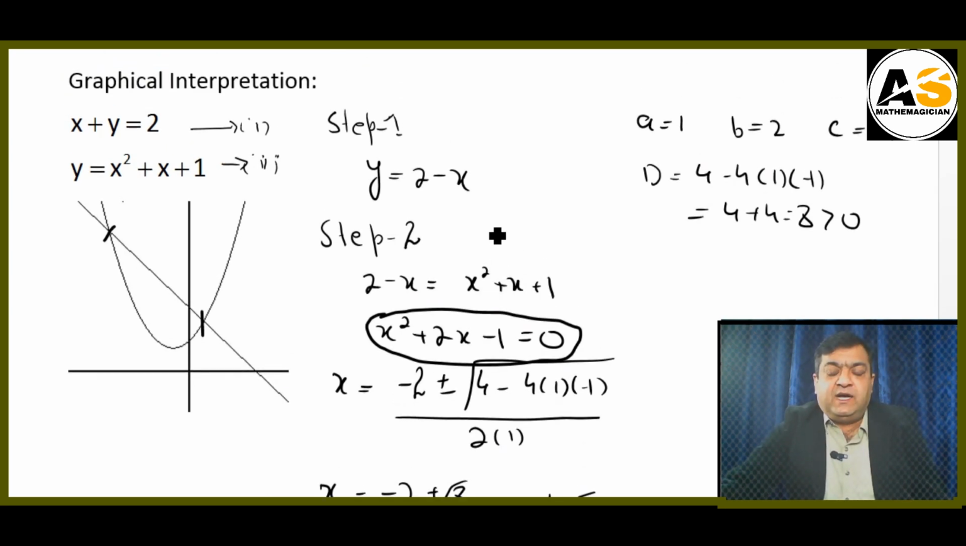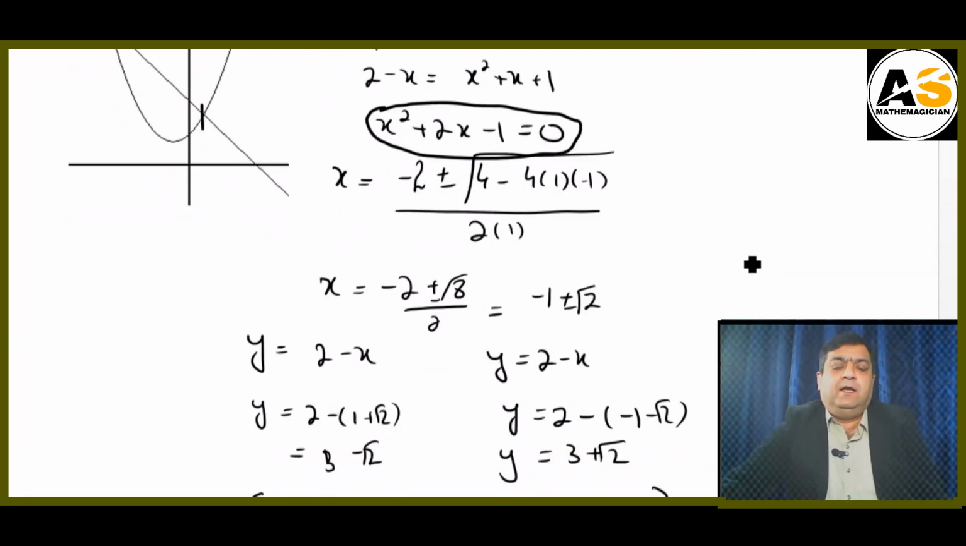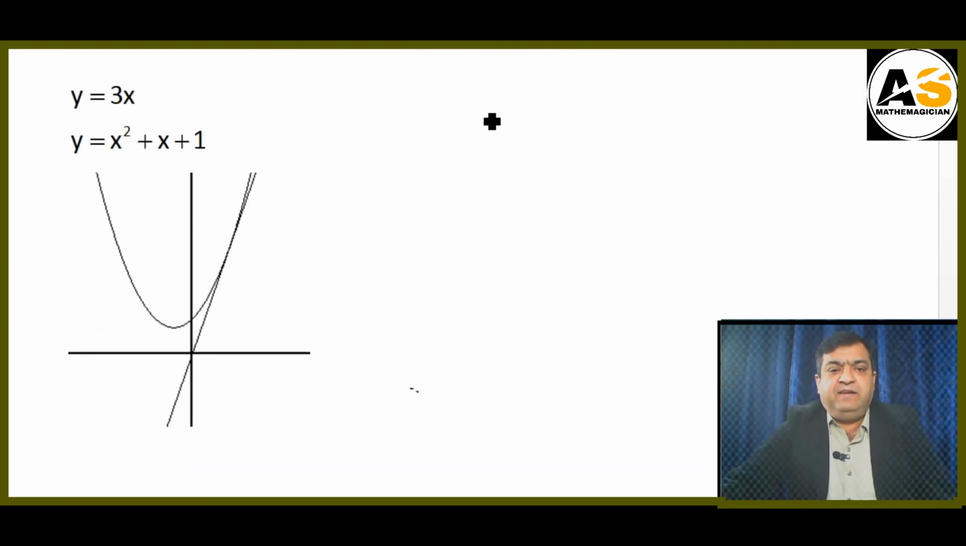Do remember that we are learning to solve a linear equation and a quadratic equation, and there are three different cases. Case 1 was a line intersects the parabolic curve at two different points. For that, the discriminant of the quadratic equation obtained in a single variable must be greater than 0. Now let us move to the second case. I have taken two different equations. This one is linear, as you can see. This one is quadratic.